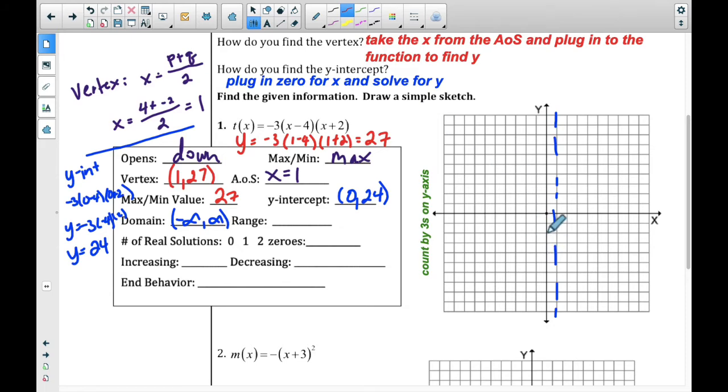We have a vertex at 1, 27. So we're going to count by 3s. So our vertex is at (0, 27). Our y-intercept is at (0, 24). And so it's going to open down like this.